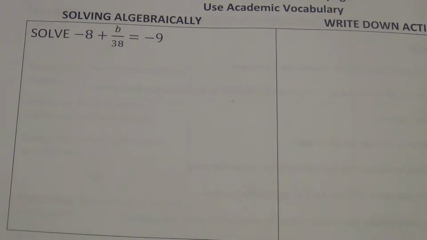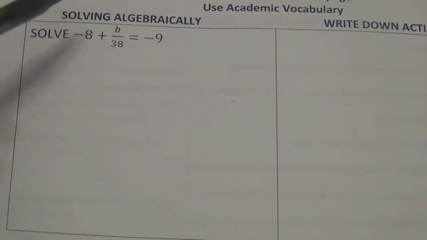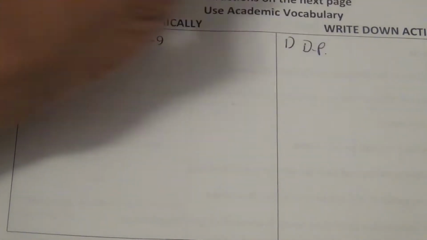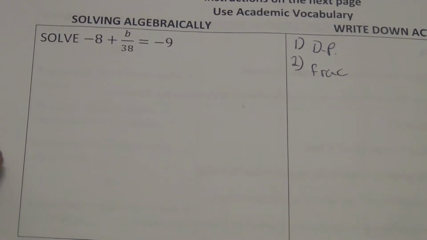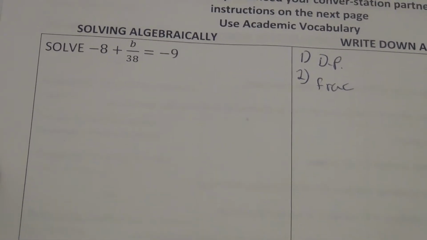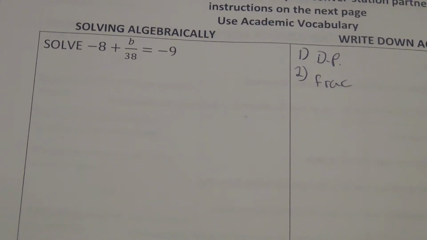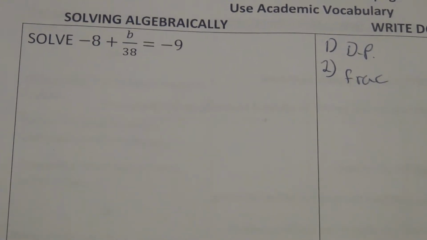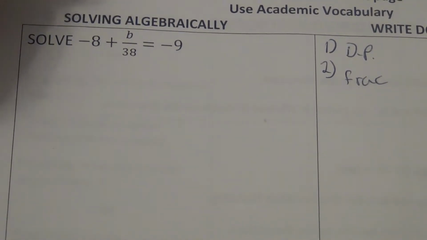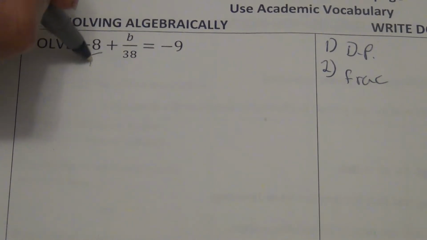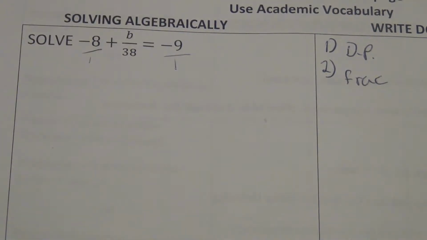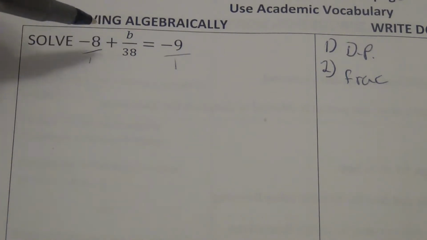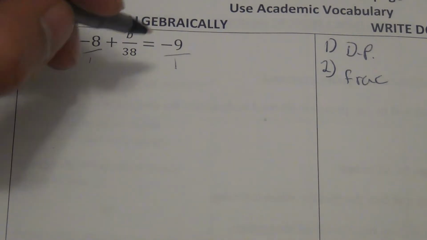Okay, here we go with this one. So let's see now. Once again, number 1, do I have distributive property? No. Number 2, do I have fractions? The answer is yes, we have fractions. So I'm gonna find the common denominator. There's only one denominator because the rest are 1 and 1. So 38 is my common denominator. So I am going to multiply both sides by 38.